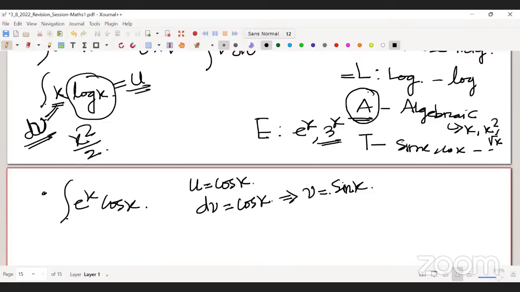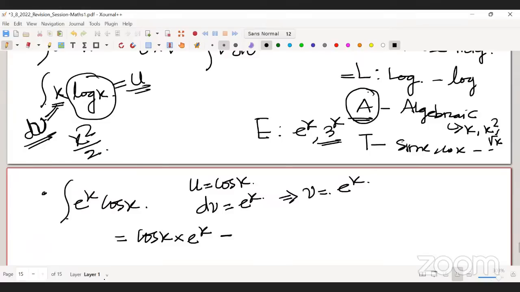Now you can apply the rule. U times v. I guess I made a mistake. dv you have to take as e to the power x. That means v is also e power x. So then what we need to do is multiply u times v, which is cos x times e power x. And next, what you need to do?